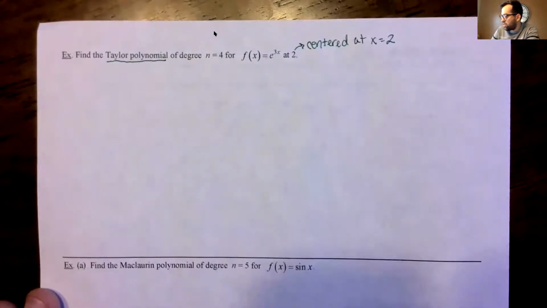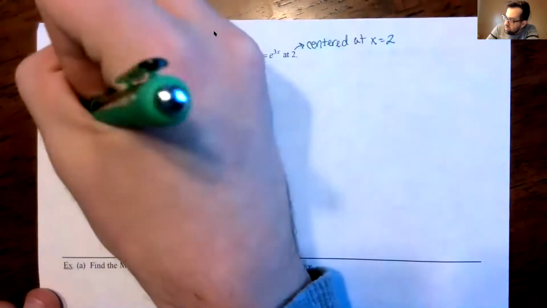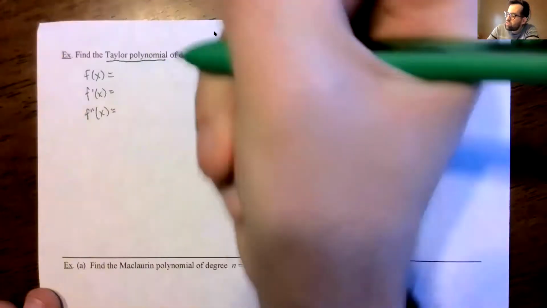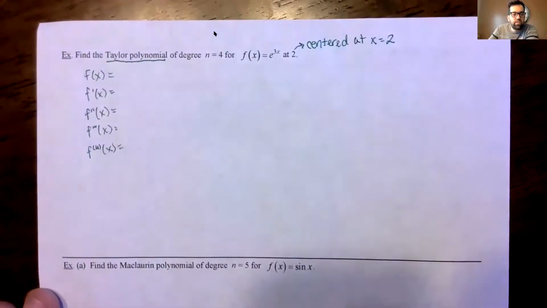Okay, so let's try this. For this one, if we're going to find the fourth degree Taylor polynomial, we need the first 4 derivatives of e to the 3x. So I'm going to have to write out f of x, f prime of x, f double prime of x, f triple prime of x, and f fourth derivative of x.